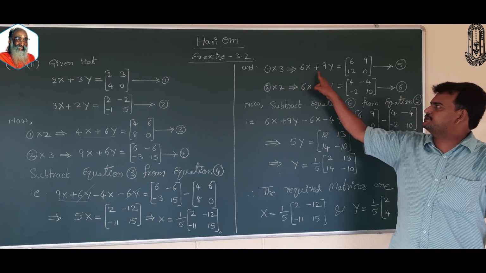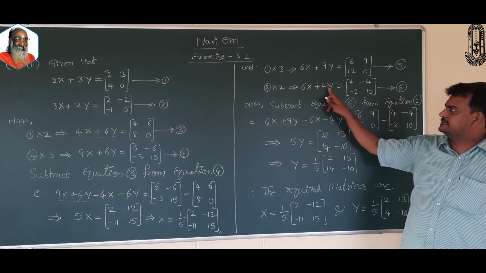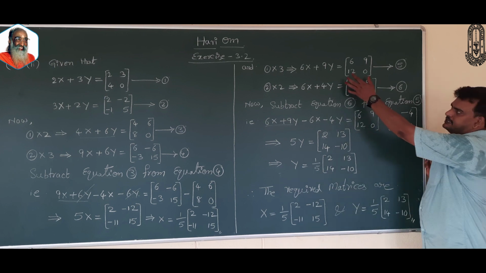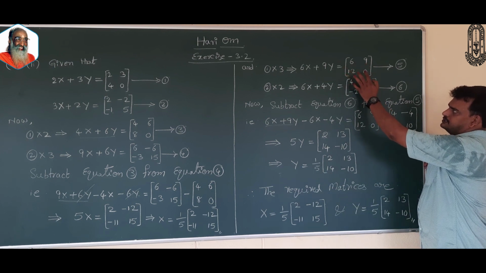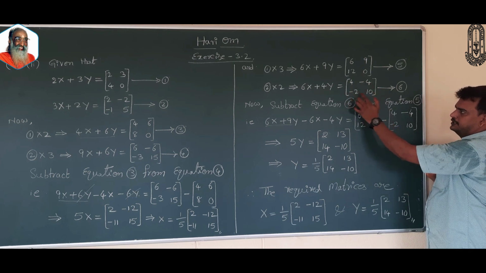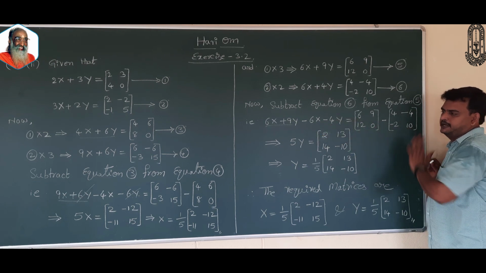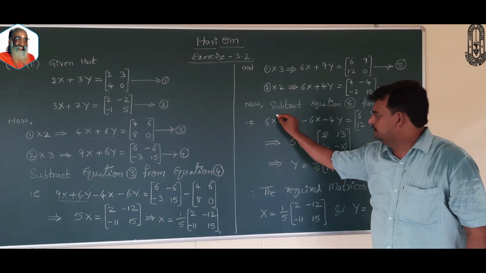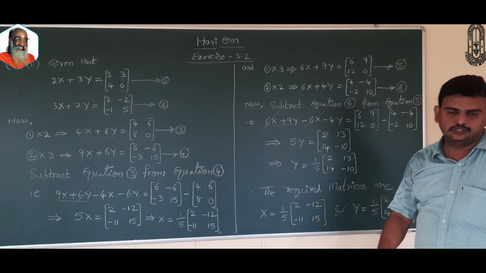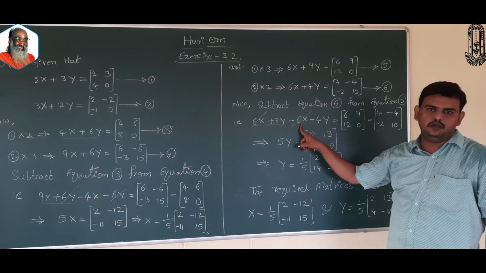I have 6x plus 9y, that we are writing minus 6x minus 4y is equal to, the right hand side part we have 6 9 12 0, the square matrix, minus 4 minus 4 minus 2 10, again a square matrix. Now these two we are subtracting. Here when we observe, we can eliminate plus 6x and minus 6x. These two can get cancelled.